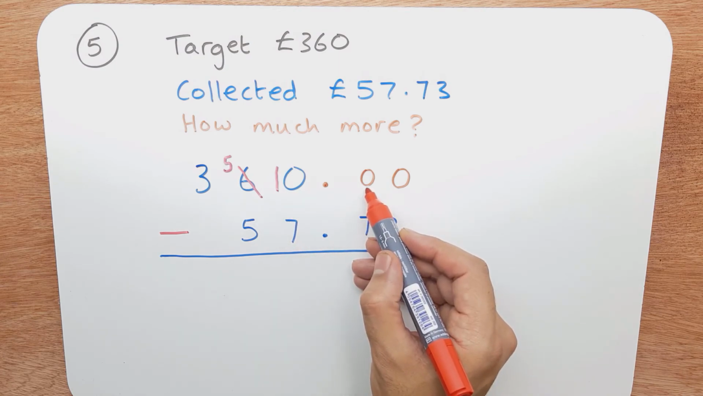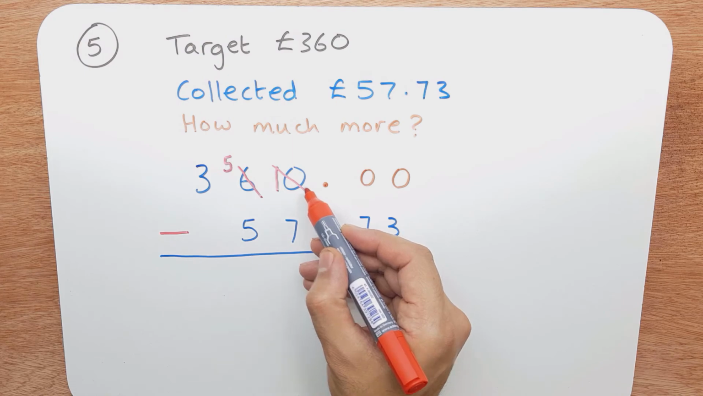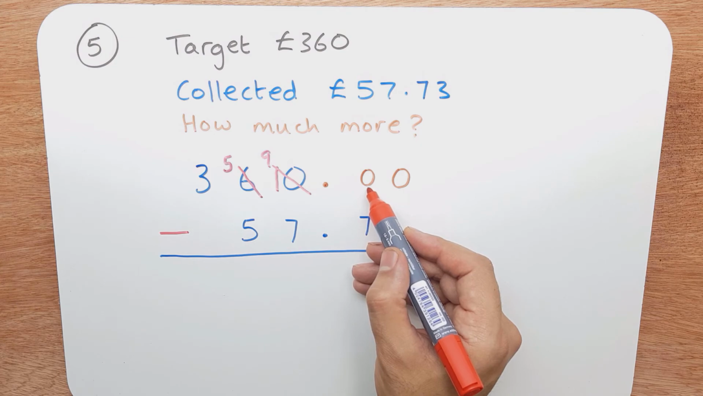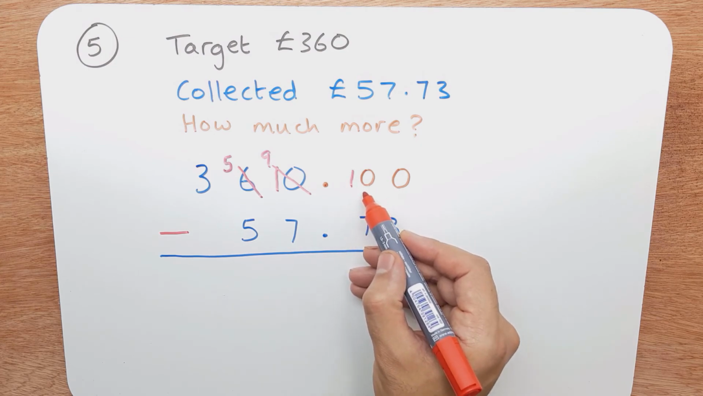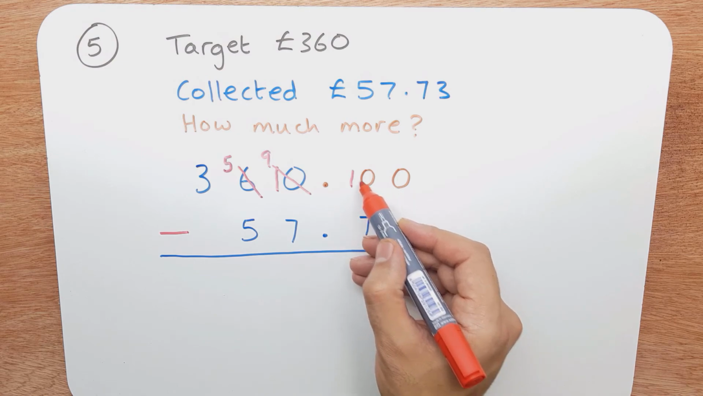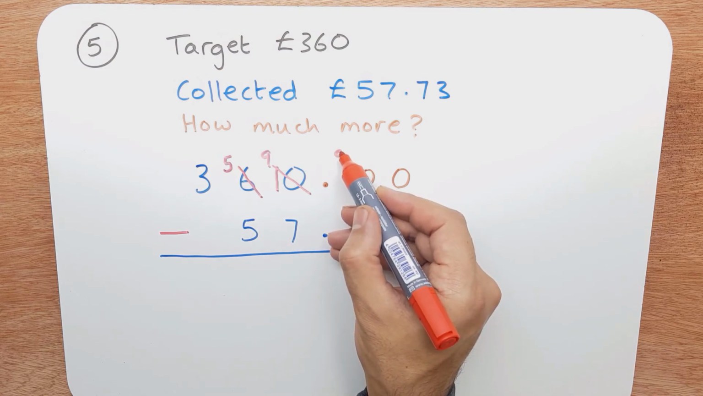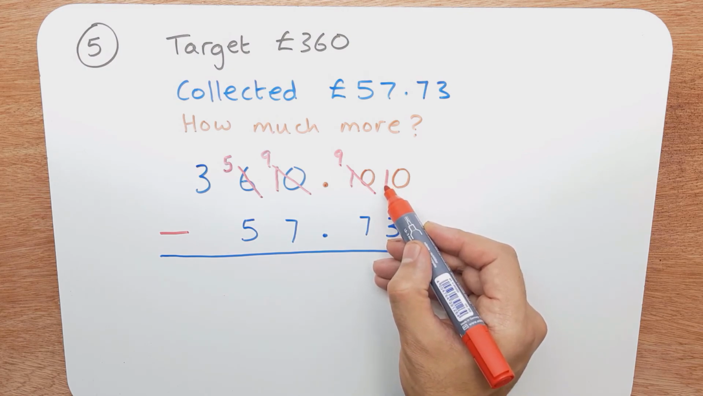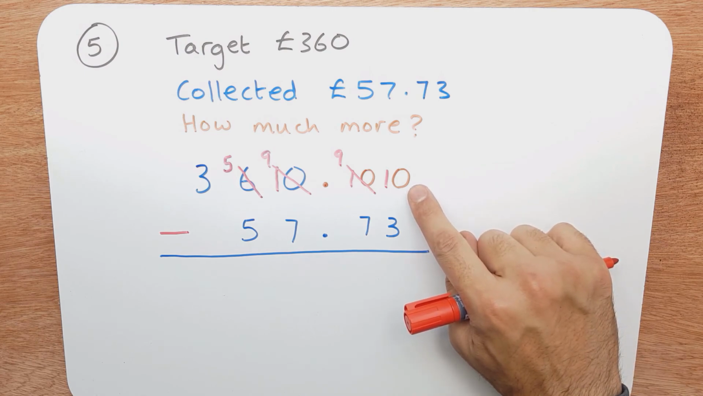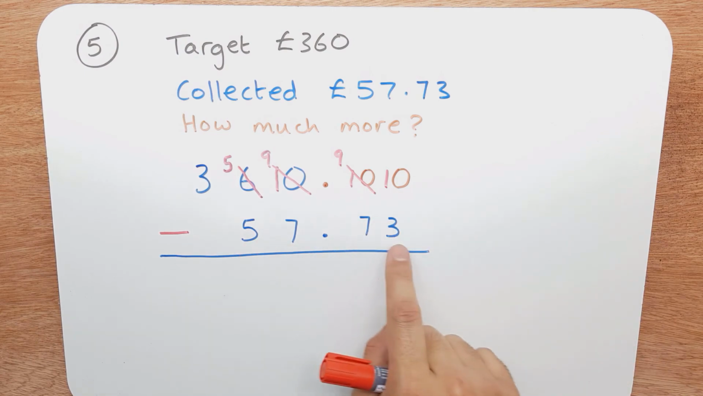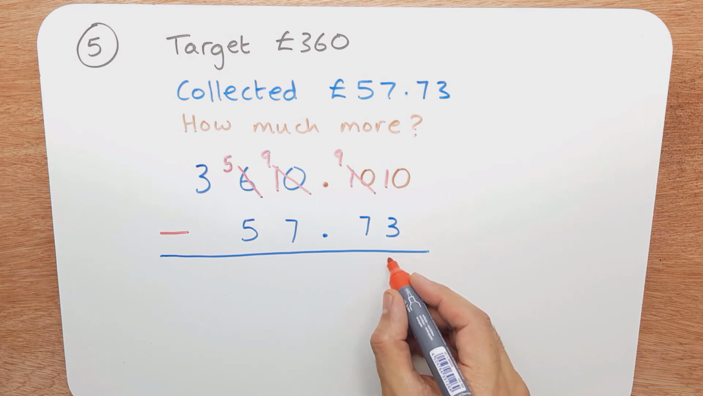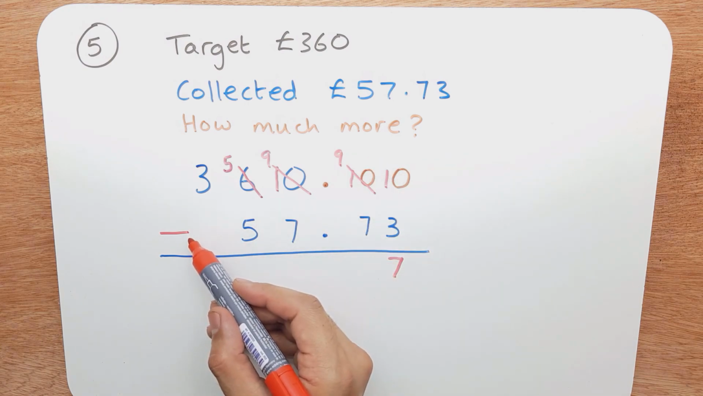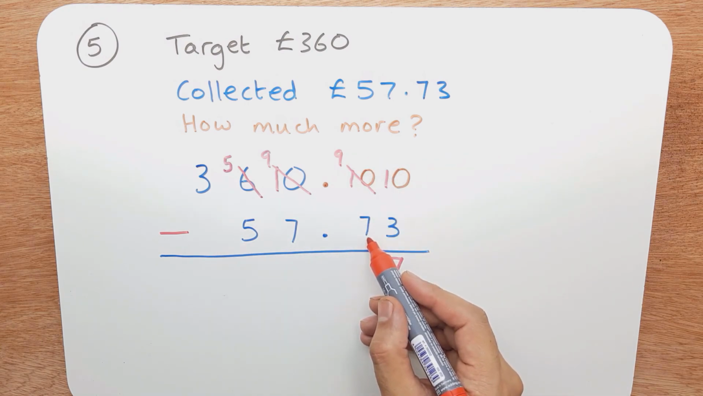So this 0 can borrow 1. So we cross that out. That becomes a 9. And this 0 becomes 10. Now finally this 0 can borrow 1 from here, so we cross that out. That becomes 9, and the one we've borrowed turns this 0 into a 10. So now we have 10 take away 3, and that is 7. 9 take away 7 is 2.